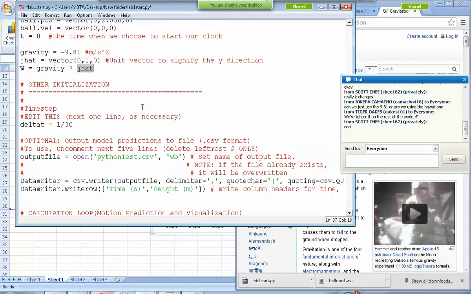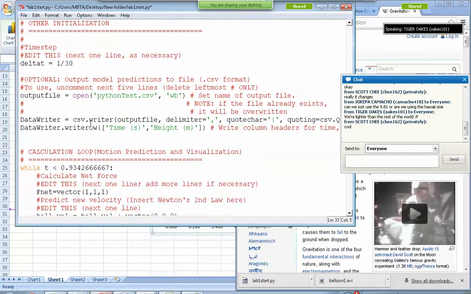So how do you do that as a magnitude here? Well, the way I have it set up, I just set gravity up as a number. Gravity is negative 9.81. Actually, you know what? Technically, I should probably just put regular 9.81, and then I should put my weight is negative gravity times j hat, because the weight is the one that's pulling down. We cool?